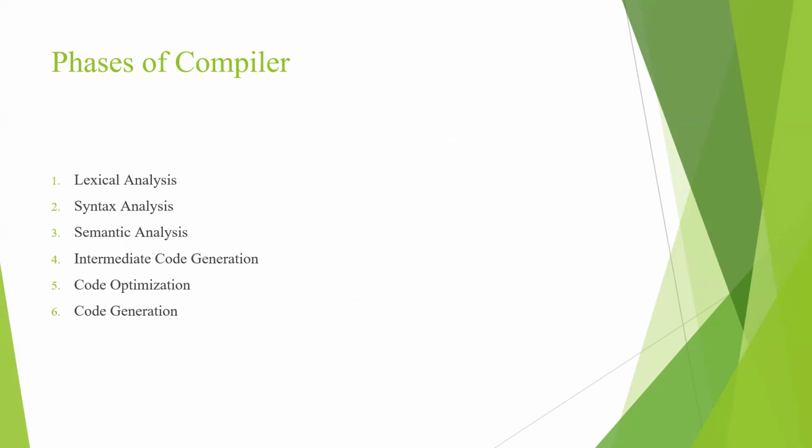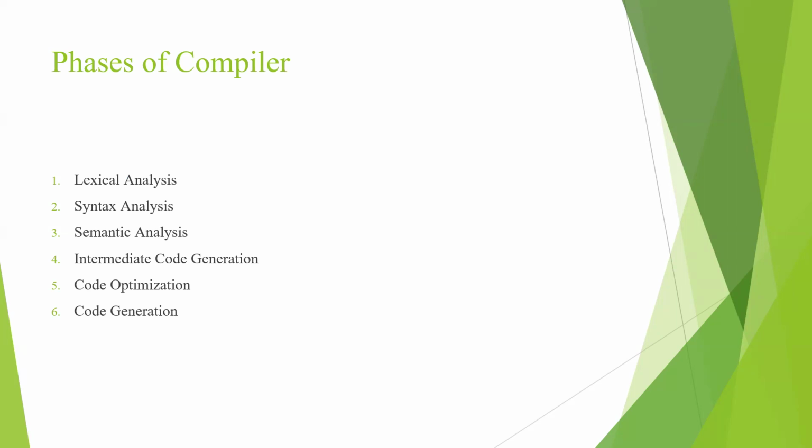So what are the different phases of the compiler? Here we will see just the introductory part related to the different phases of the compiler. There are a total of 6 phases of the compiler. The first phase is the lexical analysis phase. The second is the syntax analysis phase. The third is the semantic analysis phase. The fourth is intermediate code generation. The fifth is code optimization. And the sixth is the code generation, or the target code generation.